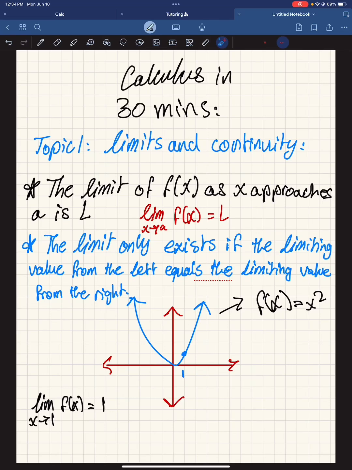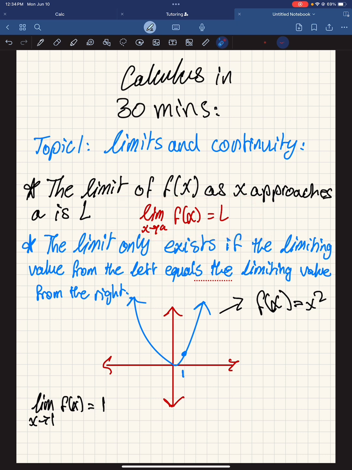In today's video, we're going to be going over calculus in 30 minutes. So the first topic you have in calculus is limits and continuity. And for this, you need to know what a limit is. So a limit tells you what happens to a function as the x value approaches a certain value. And it's notated like this right here.